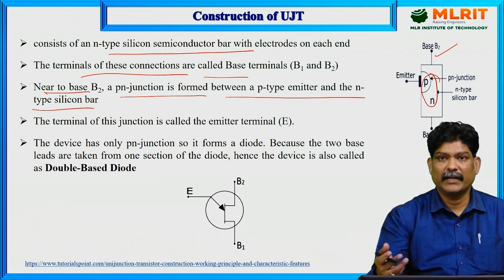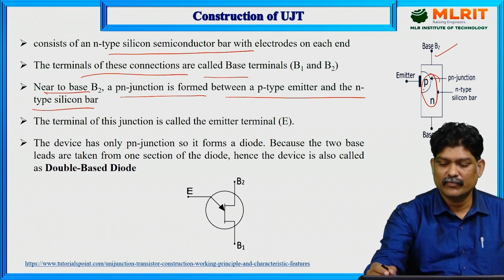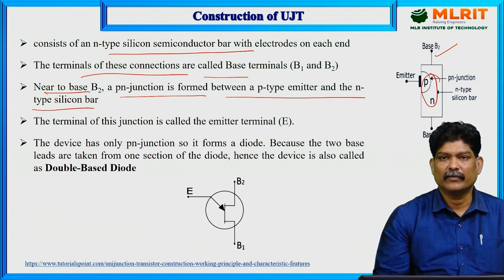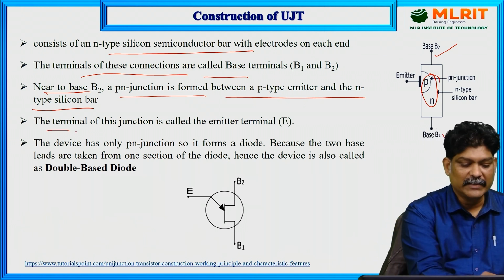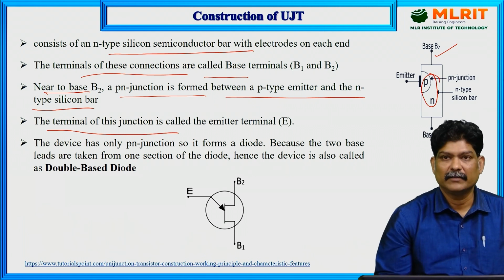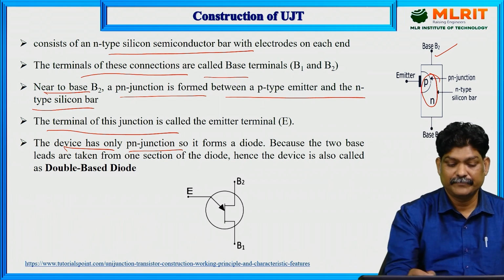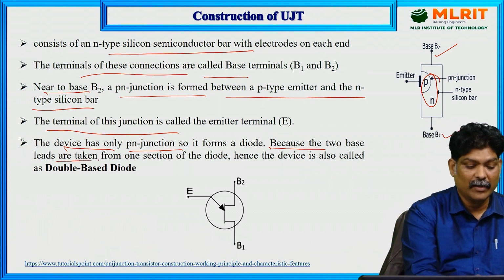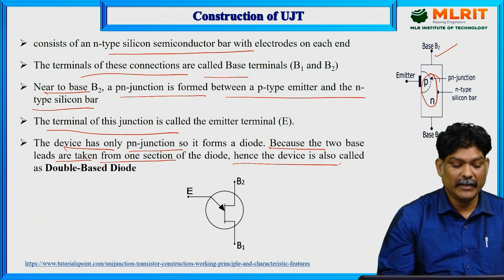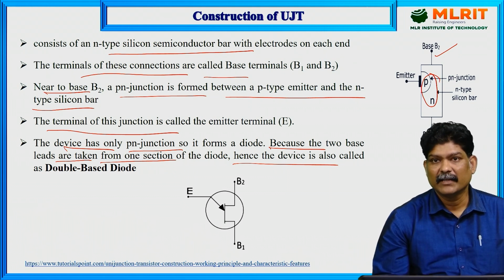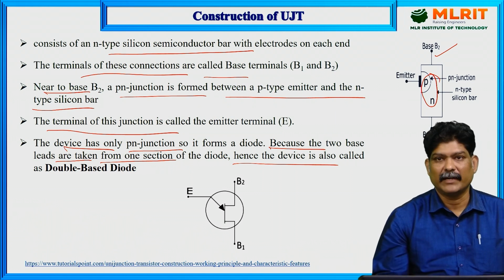This justifies the name uni-junction. There is one PN junction, but it is not a diode. It is a transistor because we have three terminals: emitter, base 2 and base 1. The terminal of this junction is called the emitter terminal, and the device has only one PN junction, so it forms a diode because the two base leads are taken from one section of the diode. Hence, the device is also called a double base diode.